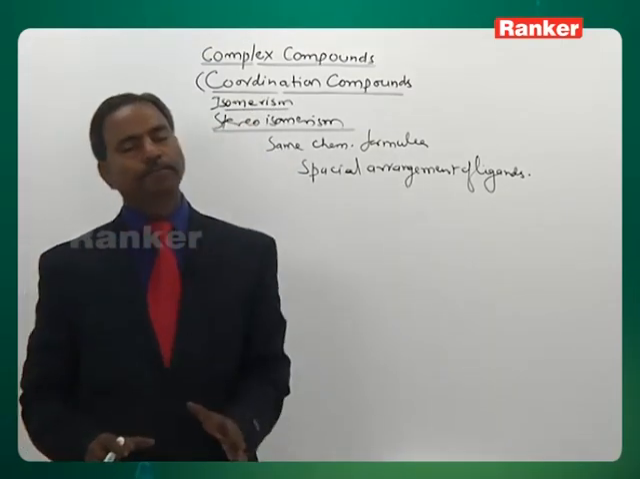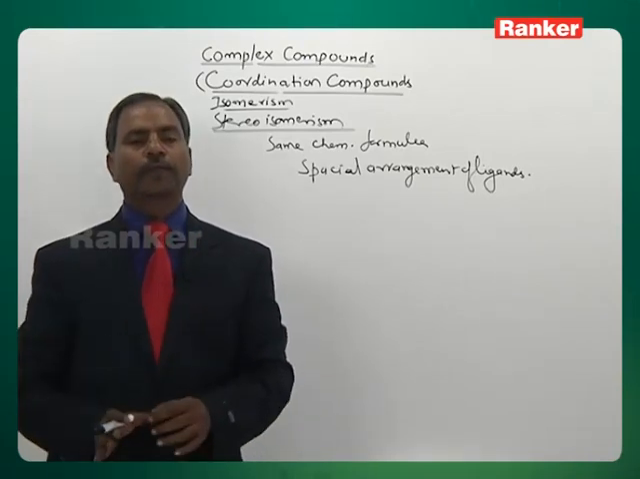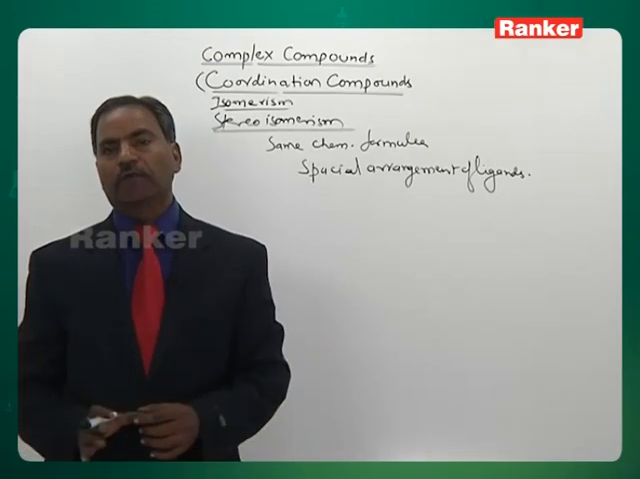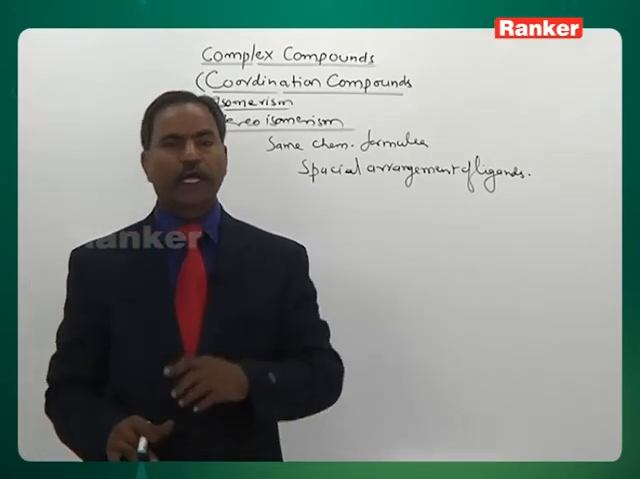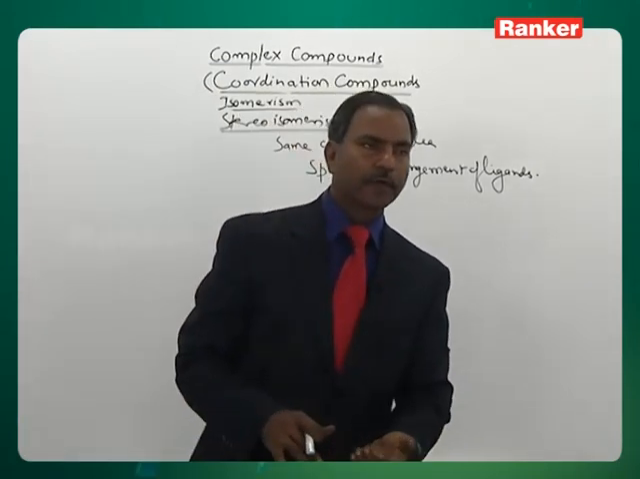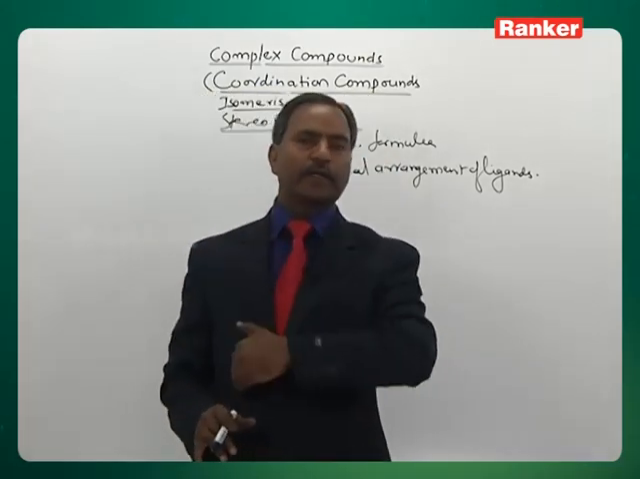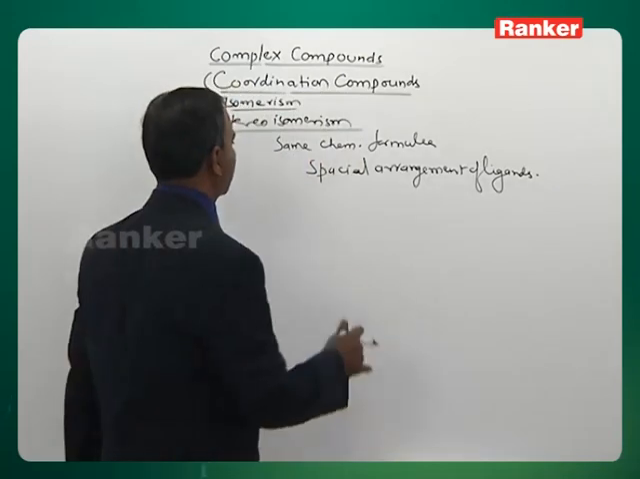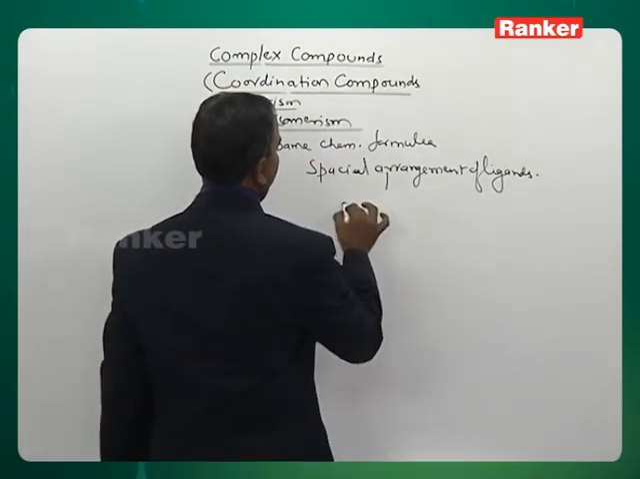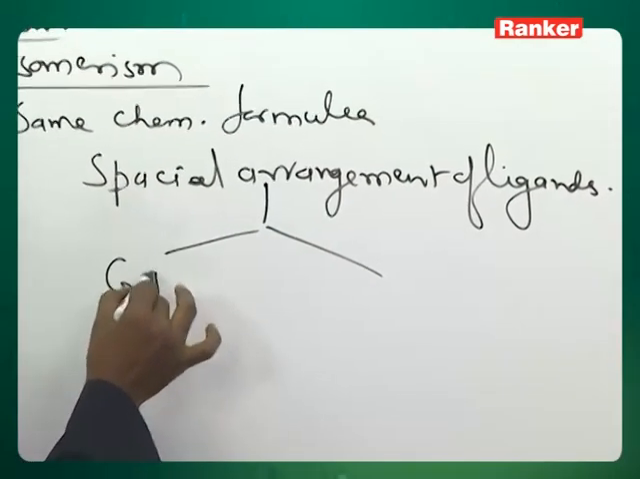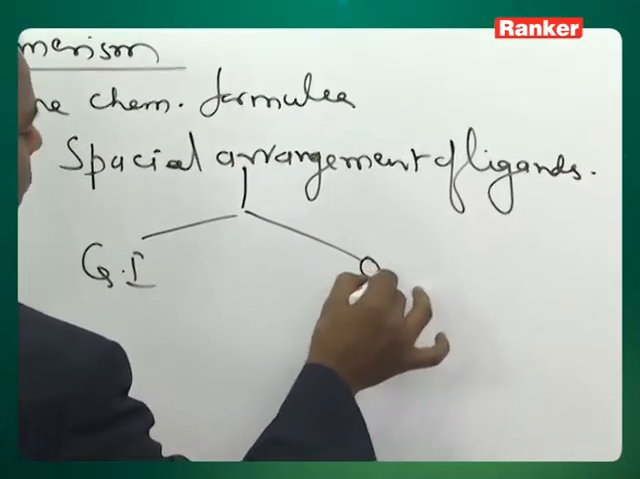This stereoisomerism we are classifying again into two parts. One is geometrical isomerism and the second one is optical isomerism. Classified into two types, or parts: geometrical isomerism and optical isomerism.